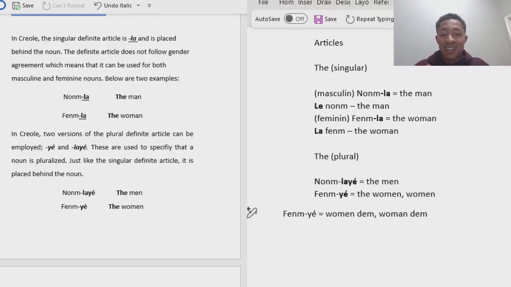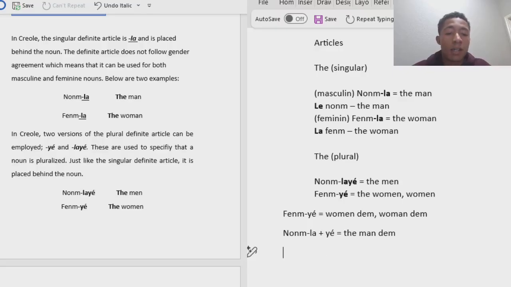Now for la ye, the way you can think about this one is for nom la ye, you're actually taking the la from the singular, which is nom la, so the man, and then you're adding ye behind it. So you're doing the man, them, in a sense. So the man, them. Nom la ye.